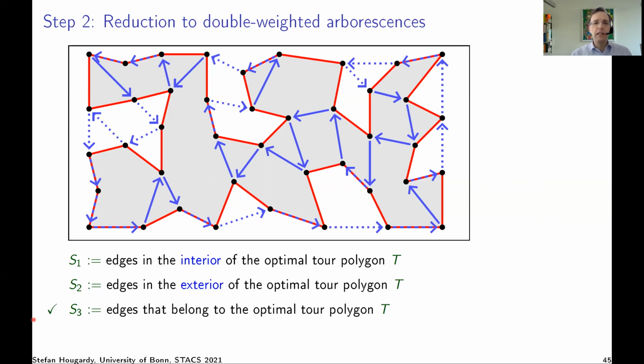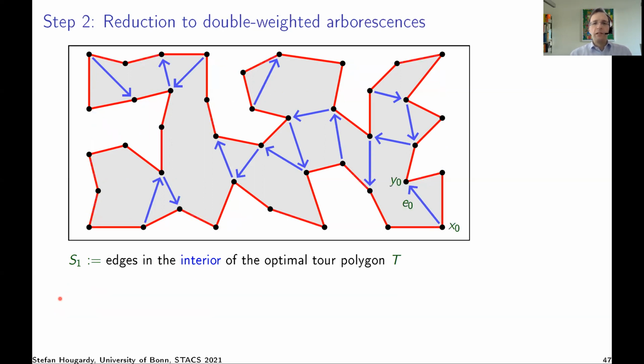So how can we bound the lengths of the edges in the sets S1, S2, and S3? So for S3, it's very simple because S3 is part of the optimum tour, so the edges are certainly bounded by the length of the optimum tour. For S2, we will apply the same approach as we will do for S1. So let's concentrate on the set S1. So let's remove the edges in S2 and S3, and let's see how we can get a bound on the total length of all the edges in S1.